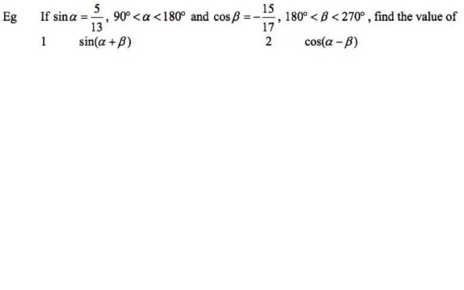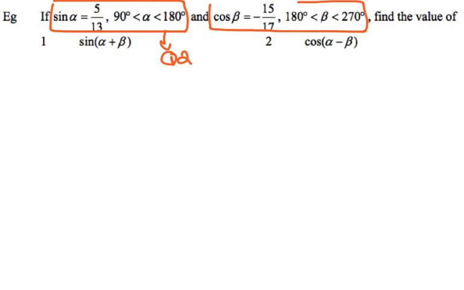So a question like this is slightly more involved, but involves the same identities that we've been dealing with. What we know for sure is that sine A is 5 over 13. The other thing we know is that A is between 90 and 180, otherwise known as quadrant 2. That information is going to be important a little bit later on. We know cosine of B is negative 15 over 17, and B is between 180 and 270, otherwise known as quadrant 3. And again, important information later on.